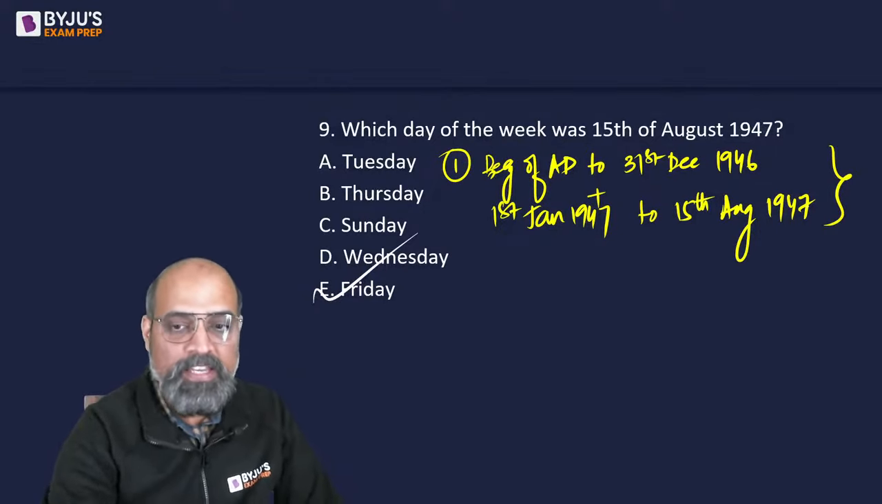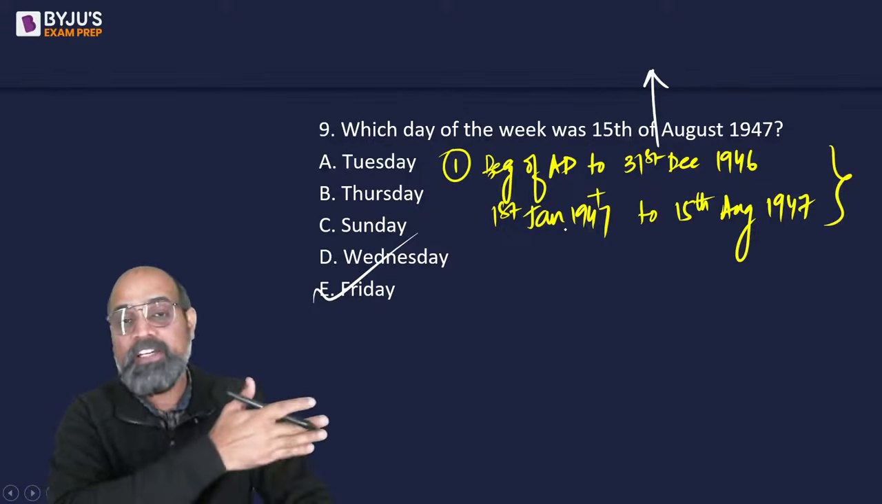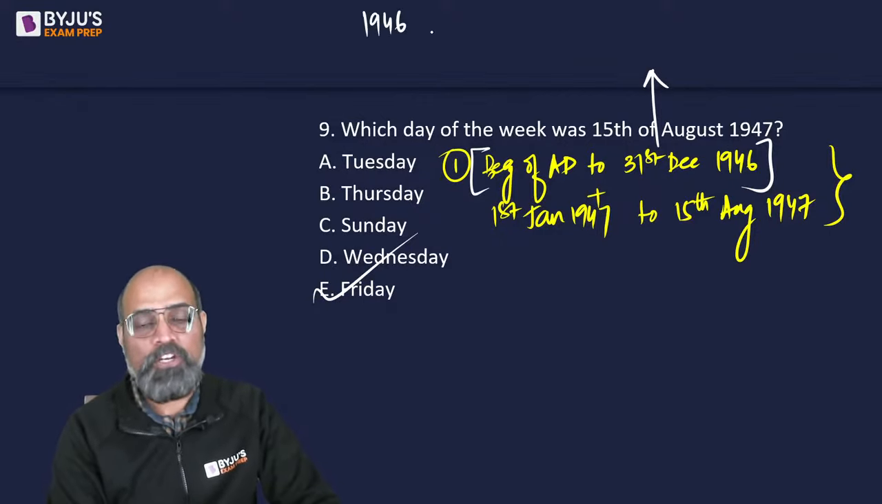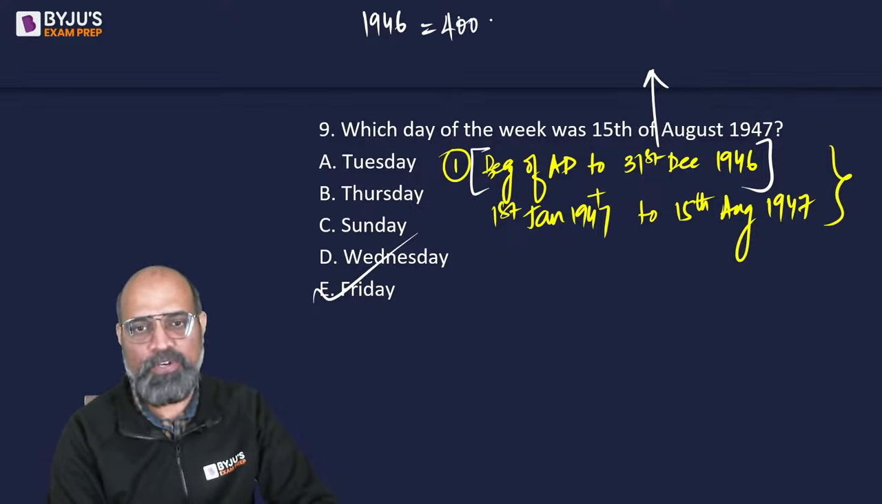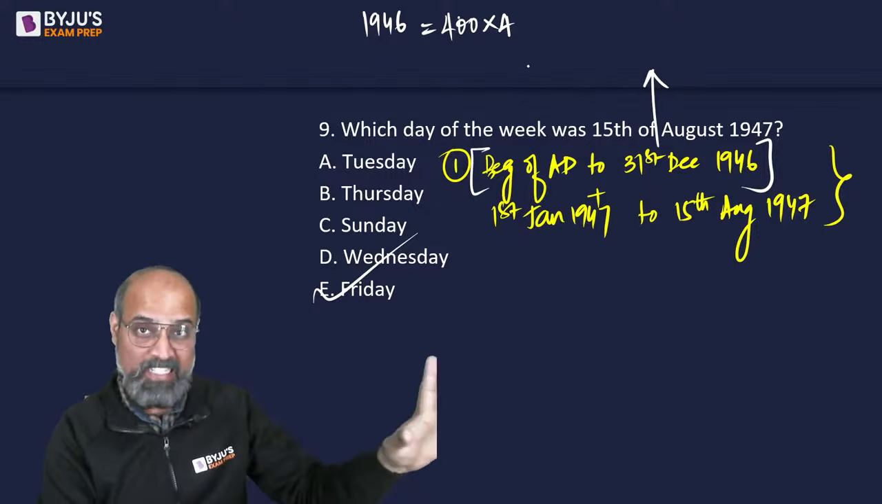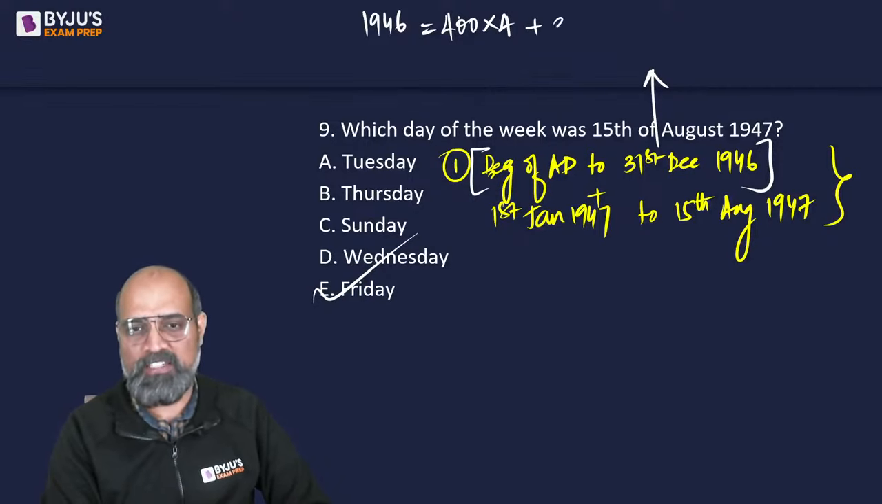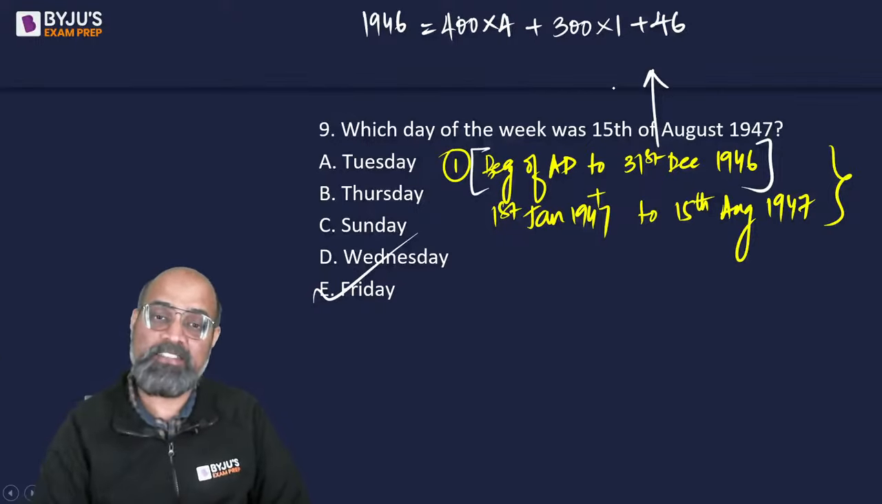Now, if we look at this particular year, how many odd days are we going to have? Not this particular year, but this entire duration. So the year 1946 we have to take. You will have to break it down as a multiple of 400. So can I write 1946 as 400 into 4? That is 1600 years. Then you're left with 346 years. 346 years means 300 into 1 plus 46. So this is the breakup of 1946 years.